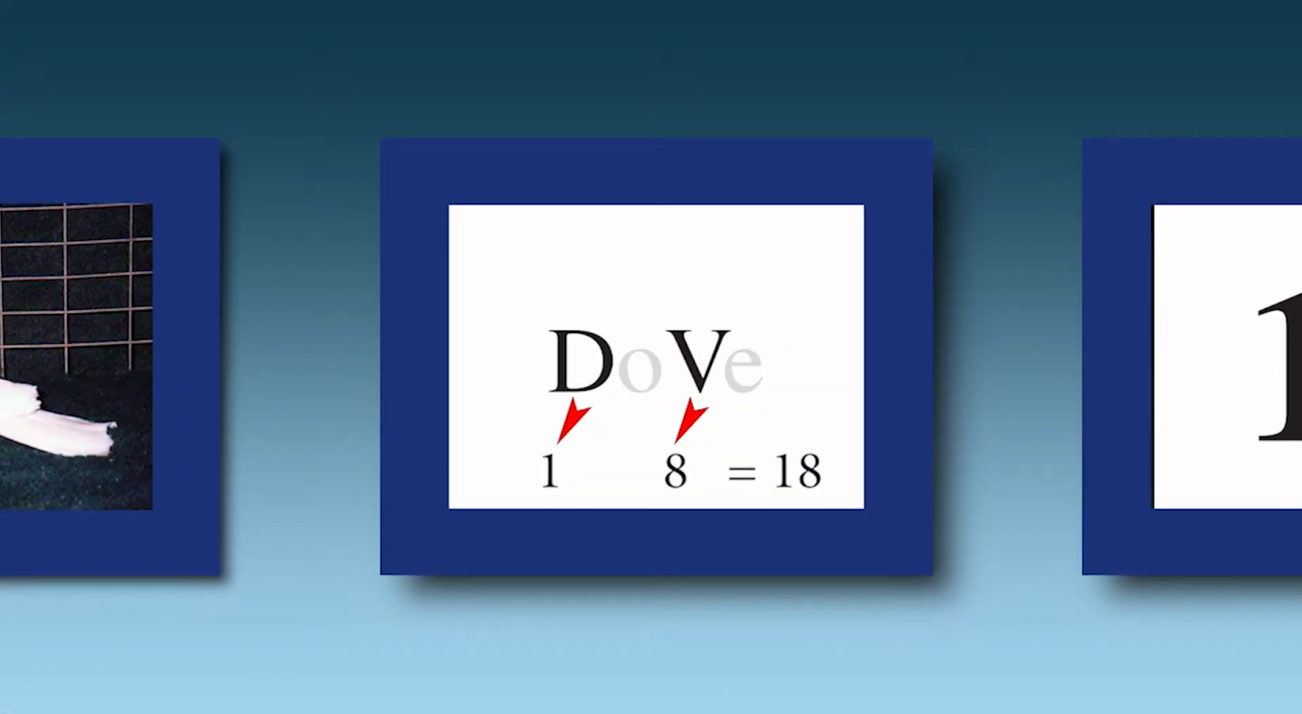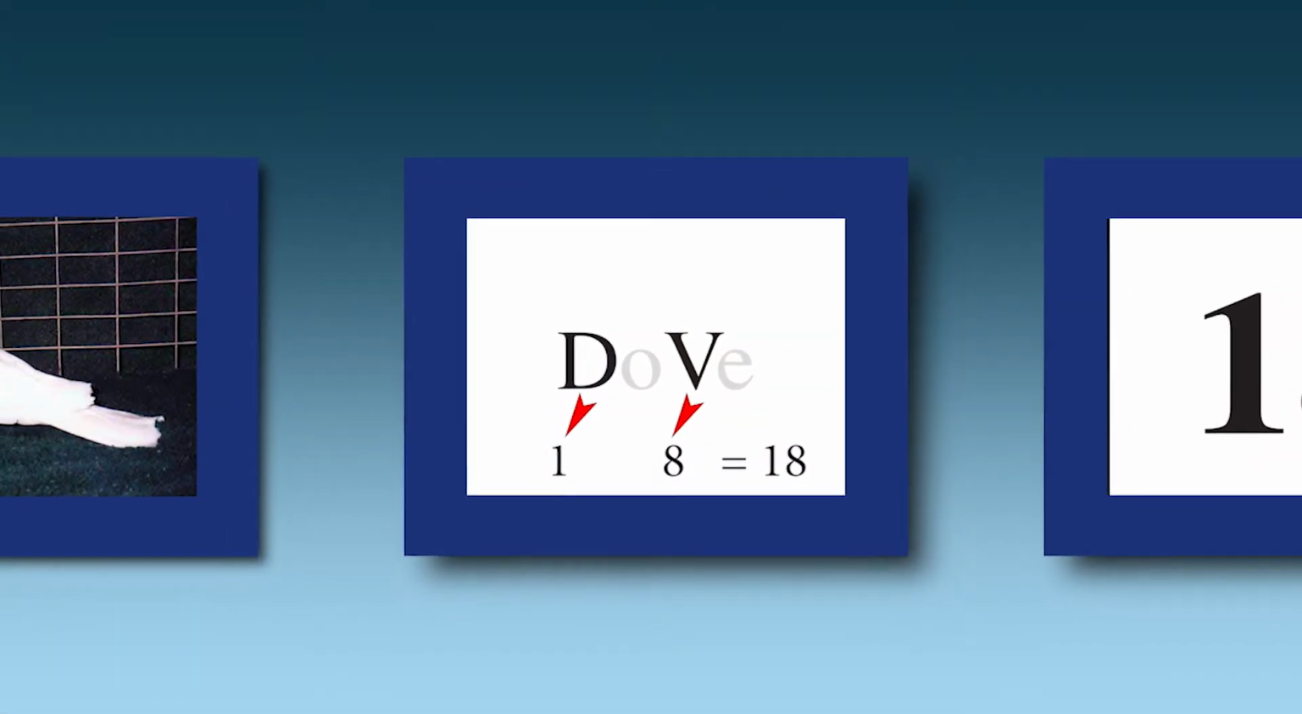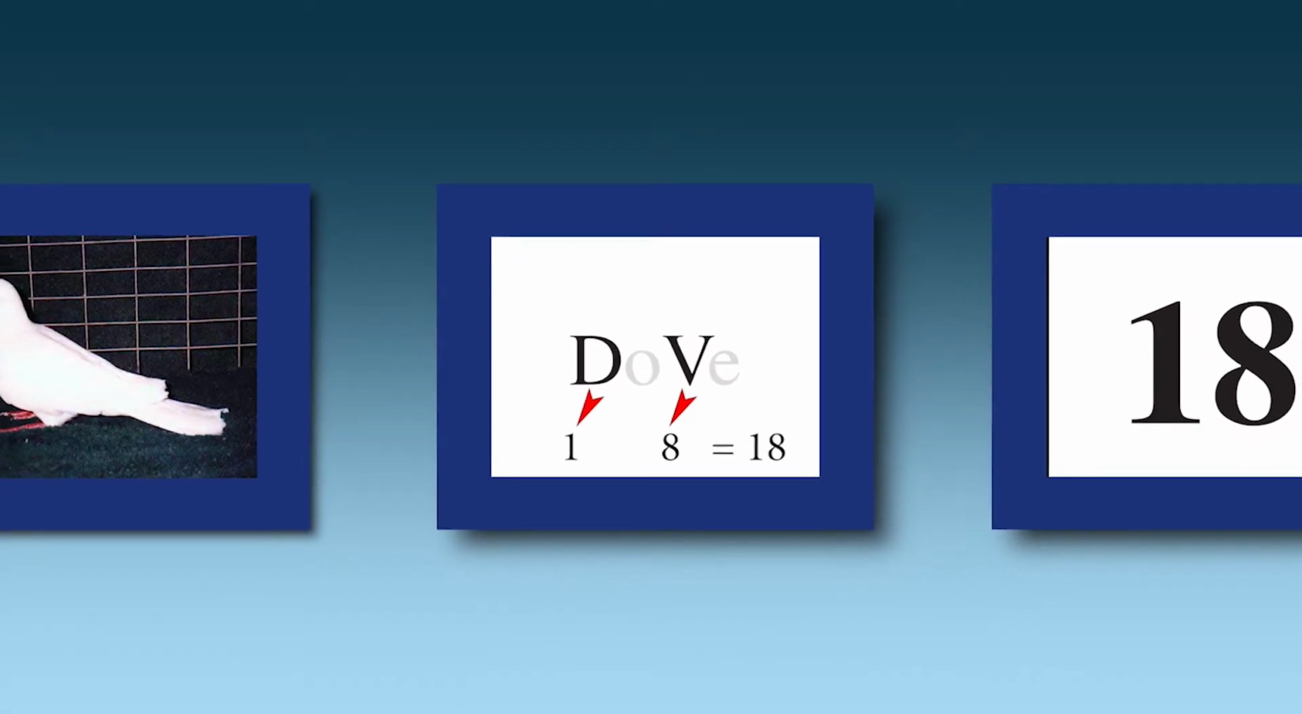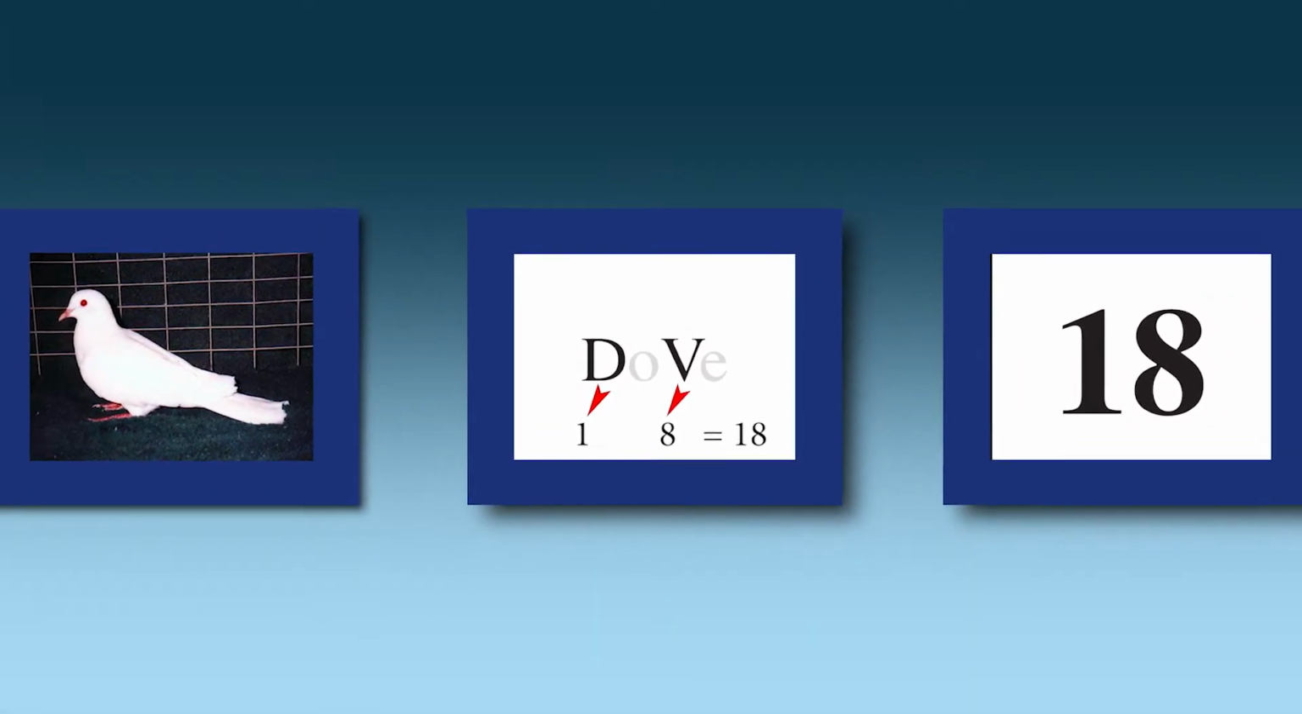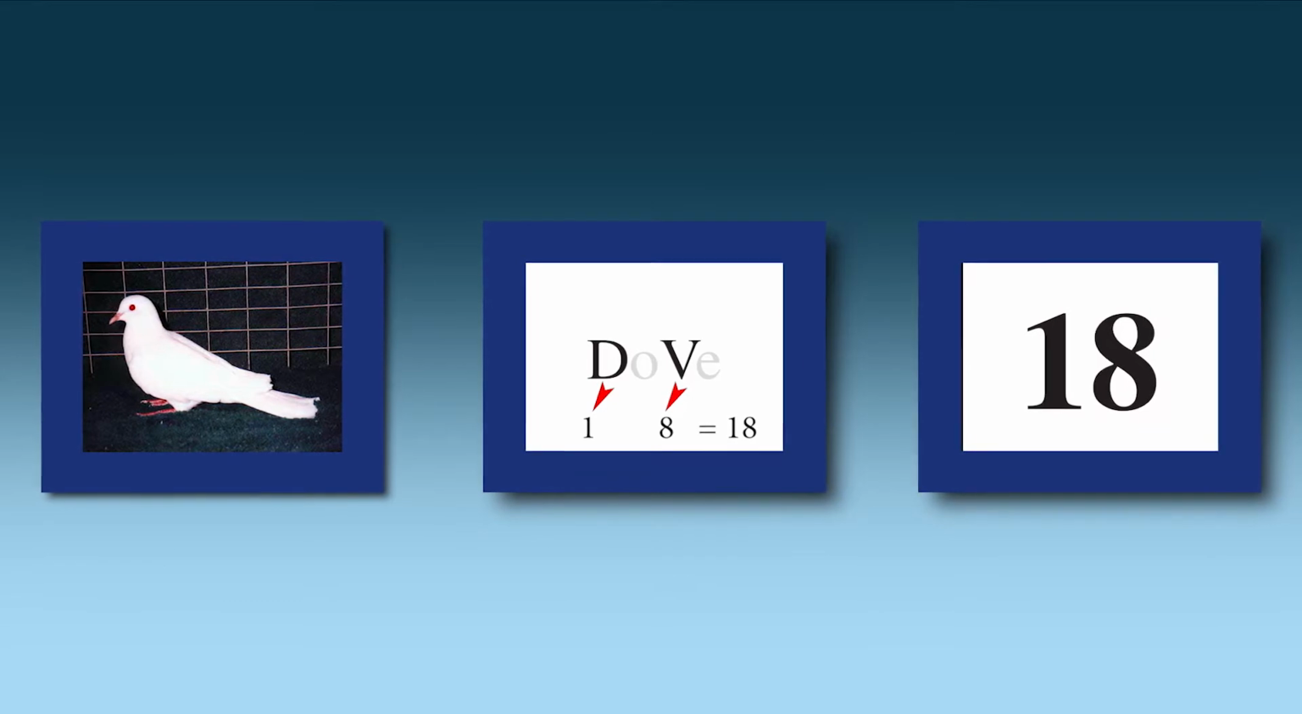So now you can figure out what is dove, or in America I think they pronounce it as dove. Dove, D is 1, V is 8. Oh, that would be 18. Very good. We're not going to do the reverse, 81, which there's a few things you could use.